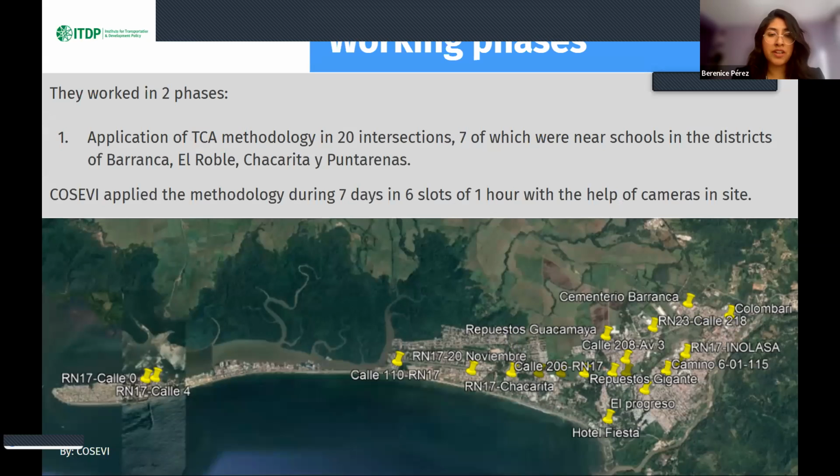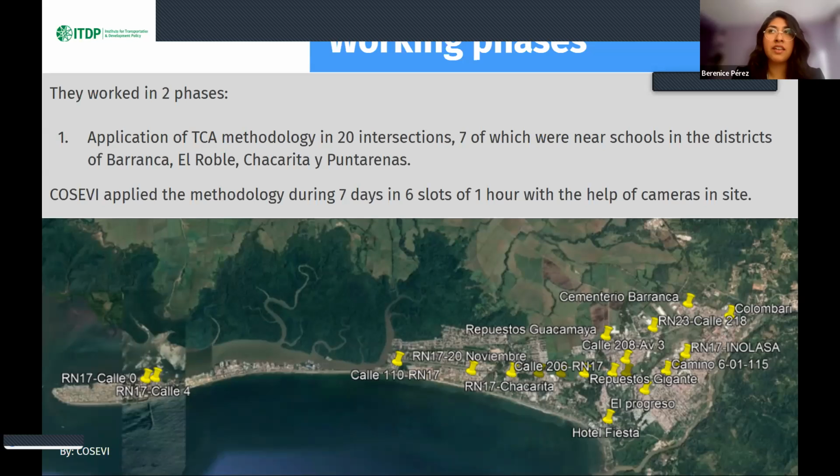They work in 2 phases. First, they apply this TCA methodology in 20 intersections, 7 of which were near schools in different districts, specifically in Barranca, El Roble, Chacarita, and Punta Arenas. So COSEBI applied this methodology during 7 days in 6 slots for 1 hour, with the help of cameras inside.